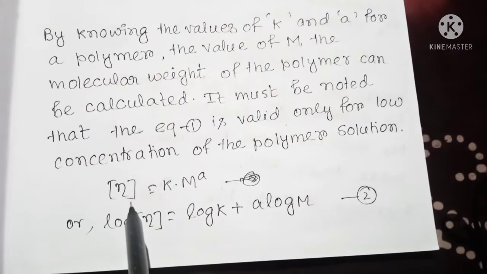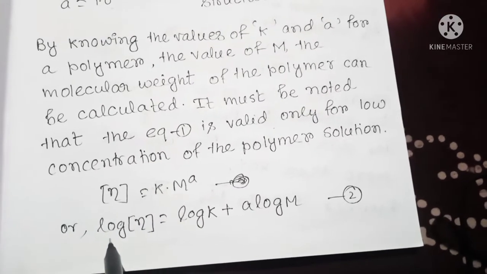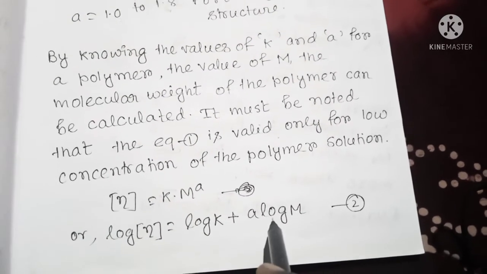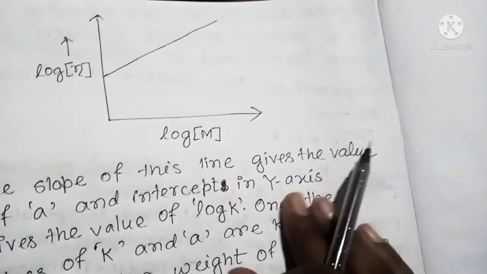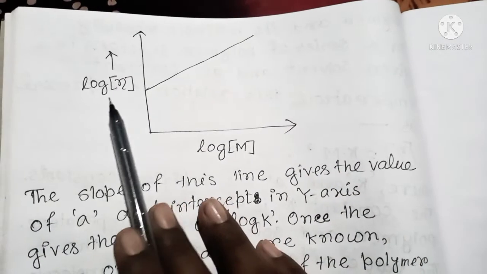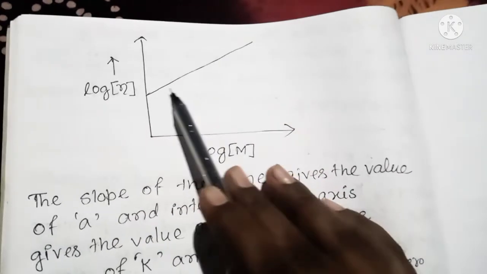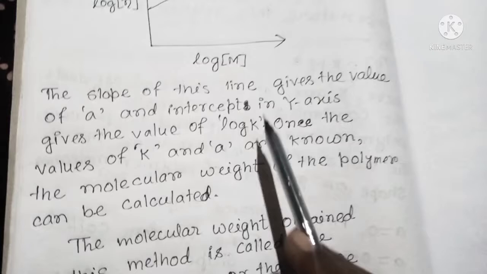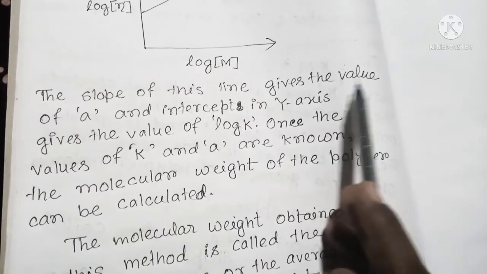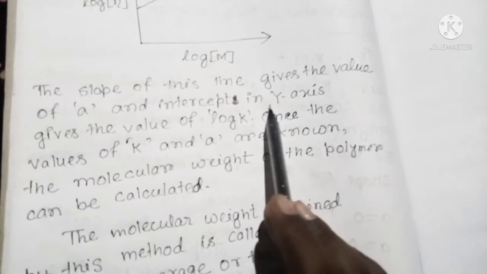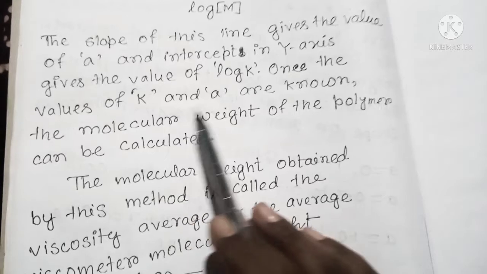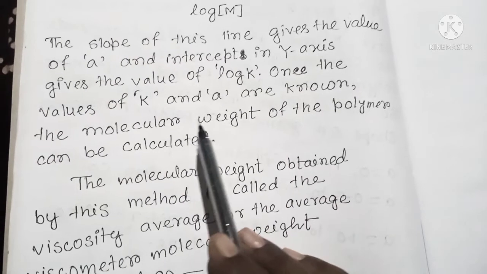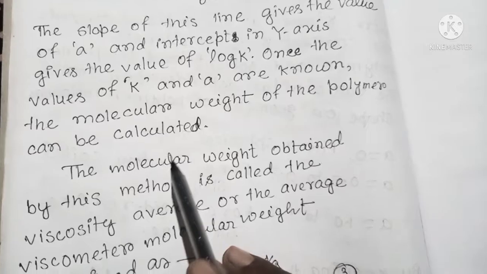Here we take this equation 1, and from this we get log [eta] equal to log K plus a log M, and we denote this as equation 2. And we get a curve of log [eta] versus log M, and the slope of this line gives the value of a and the intercept on the y-axis gives the value of log K. Once the values of K and a are known, the molecular weight of the polymer can be calculated.